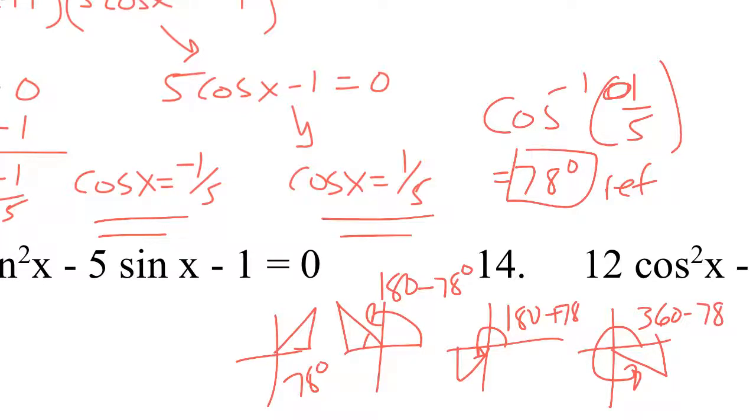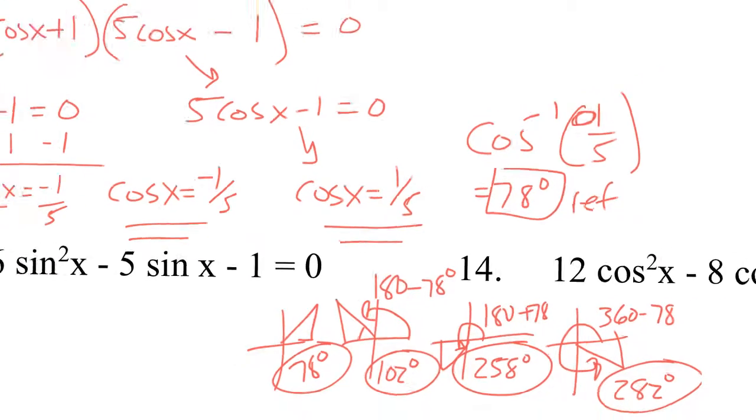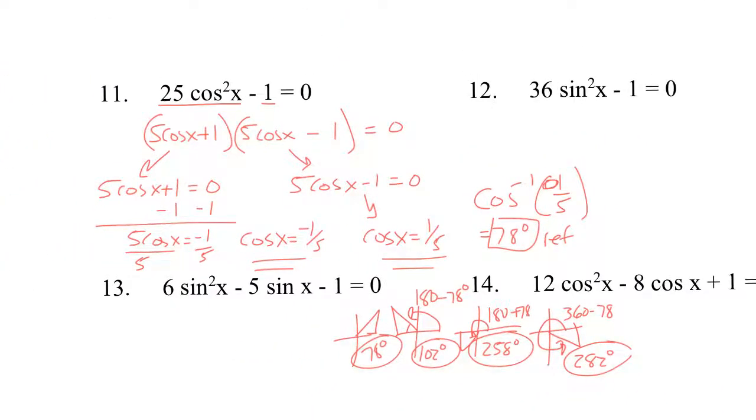So we'll just go back through and run those calculations in. 180 minus 78 is 102. 180 plus 78 is 258. And 360 minus 78 is 282. And there are all of our solutions to problem number 11.